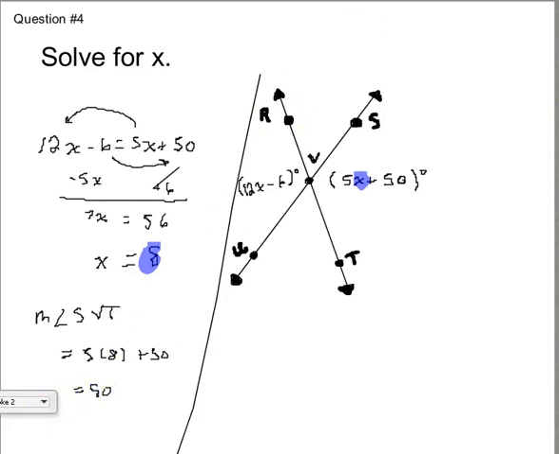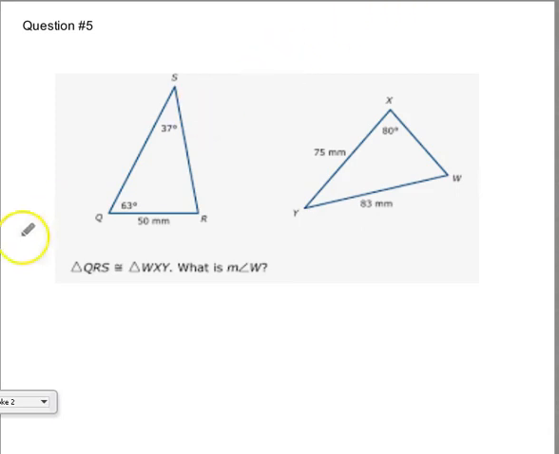Question number 5. They're dealing with corresponding parts of congruent triangles. So triangle QRS is congruent to triangle WXY. What is the measure of angle W? Well, we can see that Q corresponds with W. So we know that those two are congruent, so the measure of angle W equals 63 degrees. So that should really help you determine what to study for the Unit 3 test.